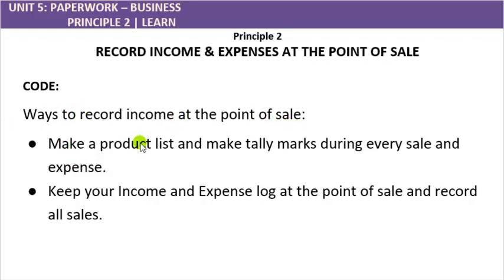Number 1, make a product list and make tally marks during each sale and expense. Tally marks are just marks that you make, 1 1 1, beside the product list, so you can list all the products that you have in your shop. Then if somebody buys, you make 1 mark beside the product. If the person buys 2, you make another mark. And when it becomes 4, you cross it this way to make it 5.